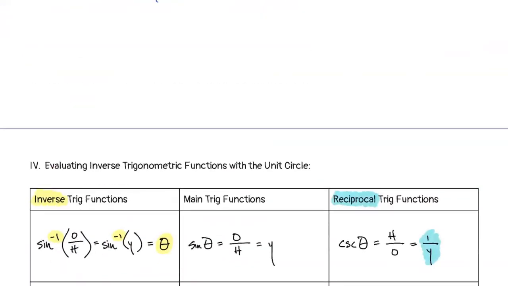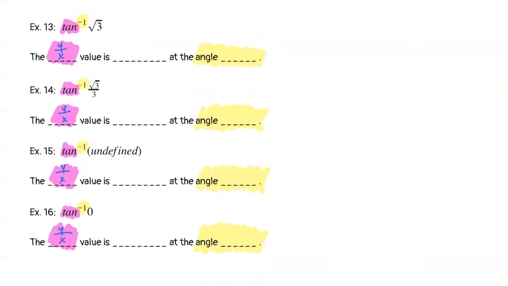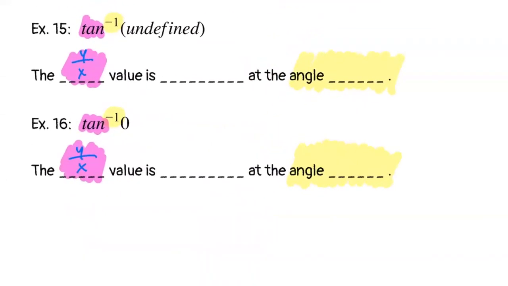I cannot recall what color I used for tangent, hot pink, okay. So all of these are also tangent. So I know that at every coordinate, I'm looking for the y over x value. Looking for the y over x value for every single one of these. All right, I'd actually like to start with number 16. For number 16, it says the inverse tangent of zero. So what that means is I'm looking for the y over x value to be zero.